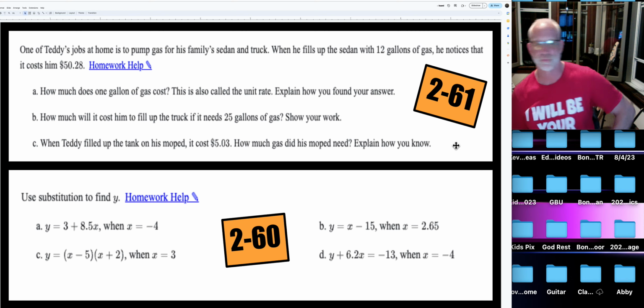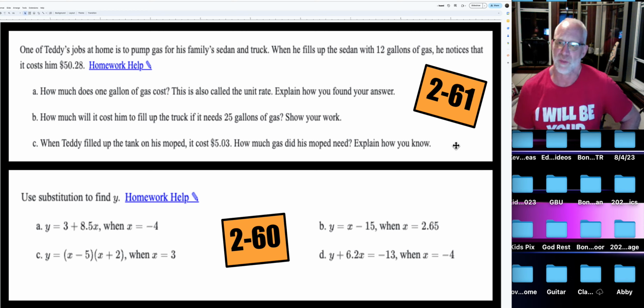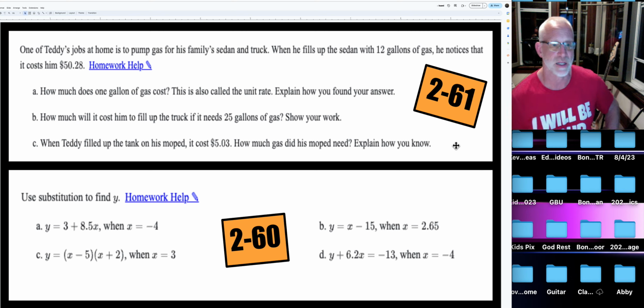2-6-1. The second homework problem that we're working on today is this. Use substitution to find y.